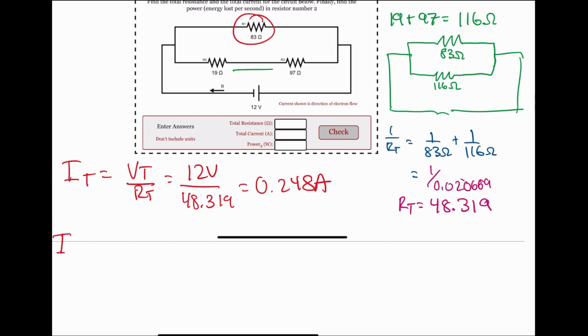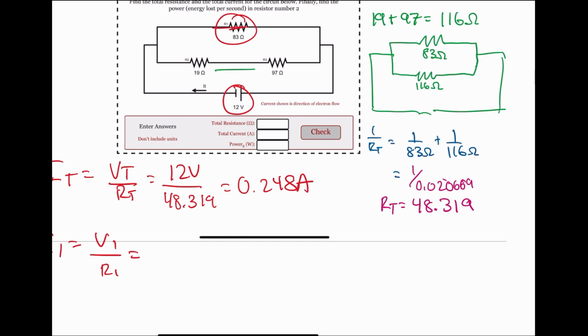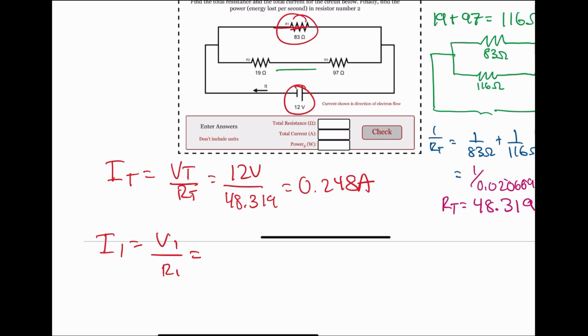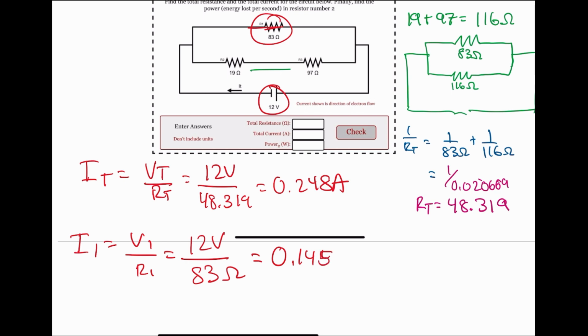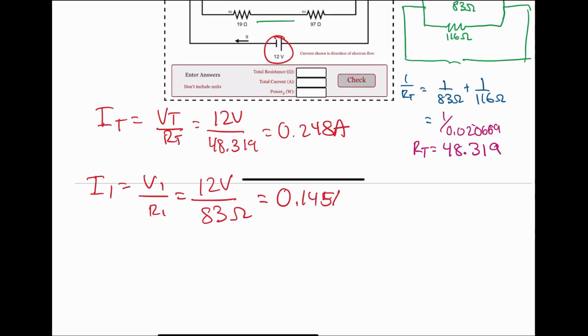I1 is equal to V1 over R1. In this case, we know that it's 12 volts because it's parallel. 12 volts, divide that by your R1, and we get 12 divided by 83, around 0.145, rounded. So that's our amps for I1.